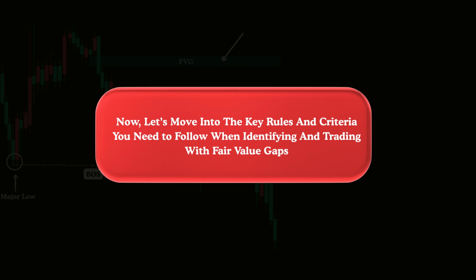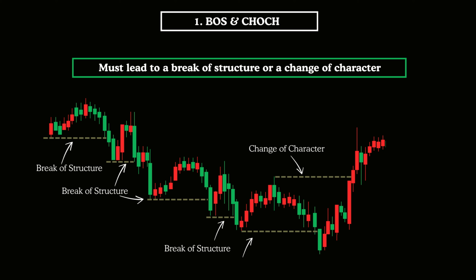Now, let's move into the key rules and criteria you need to follow when identifying and trading with fair value gaps, so you can leverage them effectively to align with market structure and enhance your trade decisions. Rule number 1. Before considering a fair value gap, FVG, as a valid entry point, there must be a confirmed break of structure, BOS, or a change of character, CHoCH, in the market. Without a clear structural shift, you should avoid executing trades based solely on FVGs, as these structural breaks are crucial for confirming whether the market intends to continue its current trend or reverse direction.